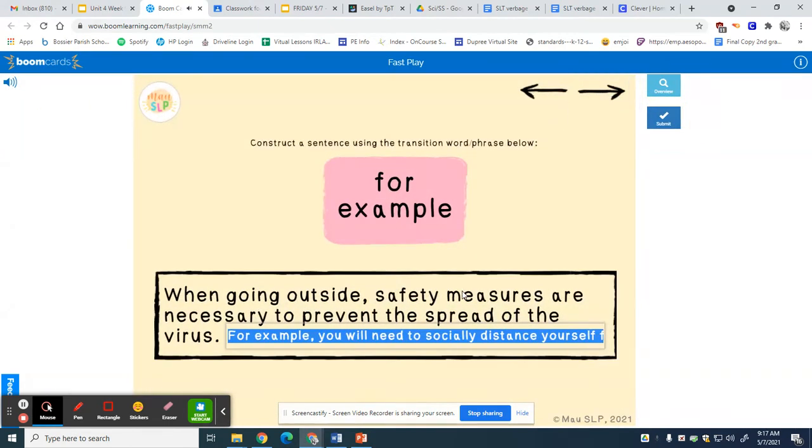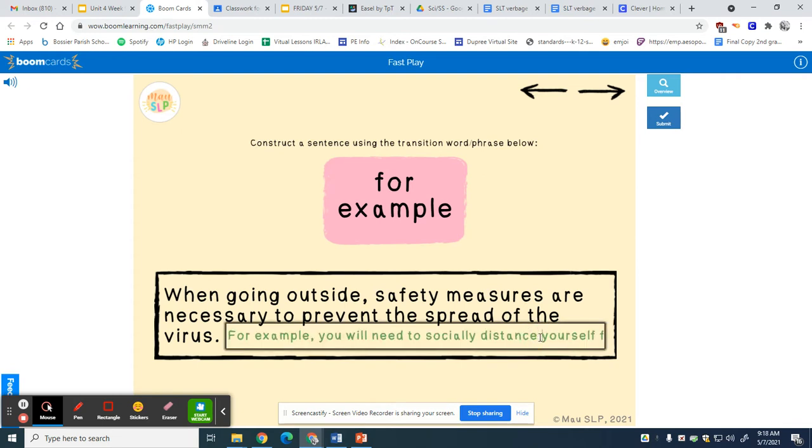Now we're going to show it in a sentence. It says, when going outside, safety measures are necessary to prevent the spread of the virus. For example, you will need to socially distance yourself from others. That is one way we could use the phrase for example.